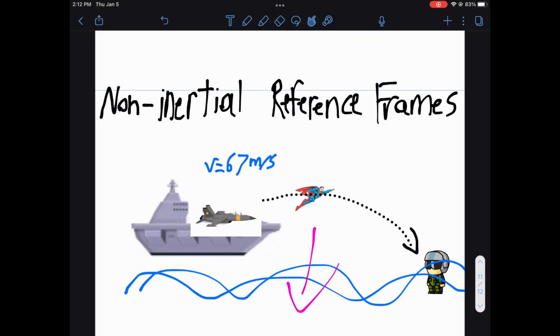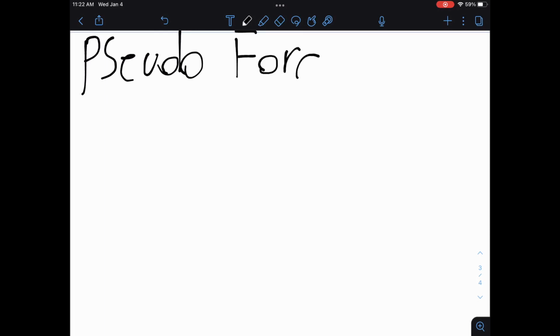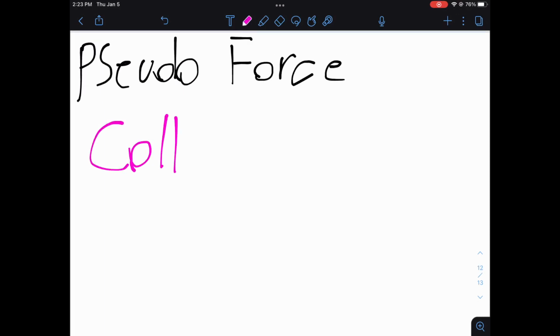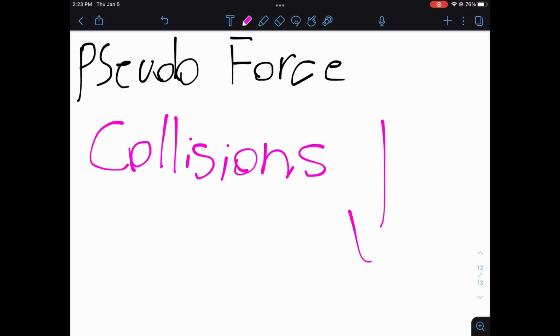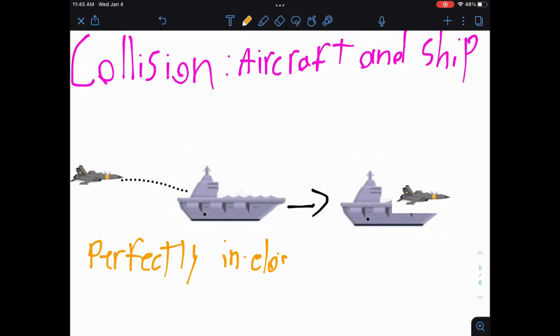There is an element of fictitious force or pseudo-force when landing one of these jets due to the rapid acceleration in the opposite direction of the velocity the aircraft is moving in. But first, we need to analyze the collision that takes place to find its actual final velocity. The collision is between the aircraft and the ship. The aircraft is coming in to land on the aircraft carrier, then stays on top of the aircraft carrier as it comes to rest in the reference frame of the ship, meaning this is a perfectly inelastic collision that occurs.